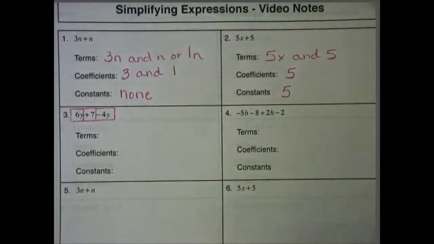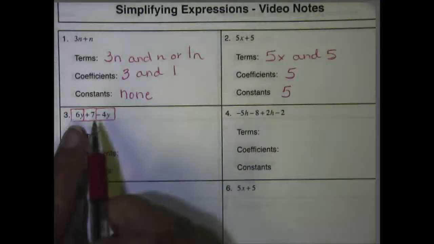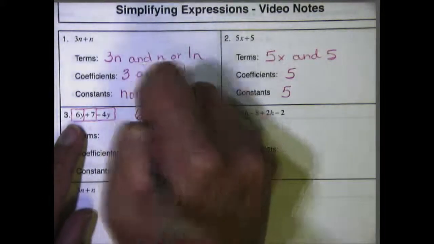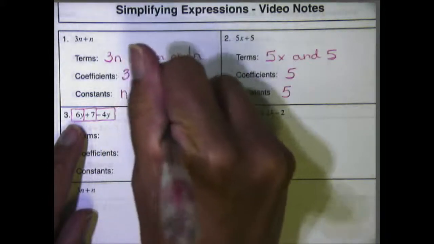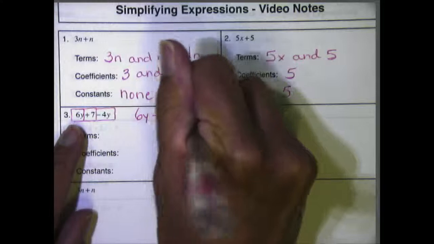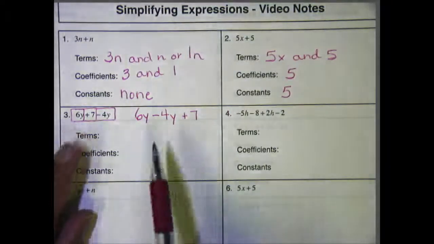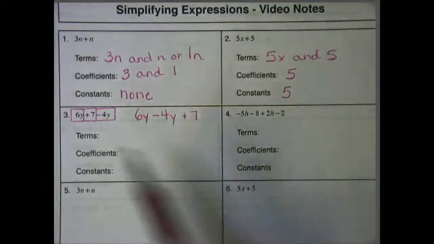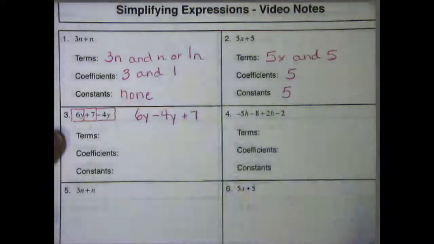The second thing I'm going to do once I get them boxed is put my like terms together. So here I'm going to put 6y, negative 4y, and then positive 7. So now I have all of my like terms grouped together, and it's going to make it a little easier for me to answer the question.